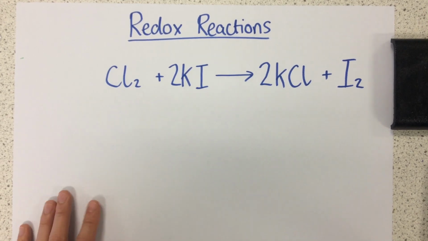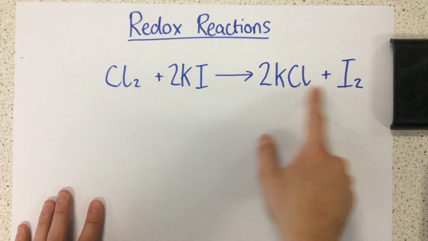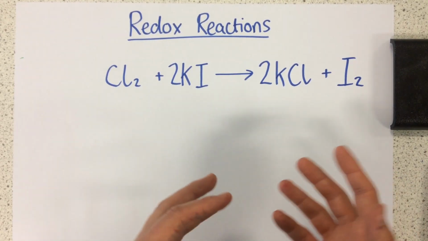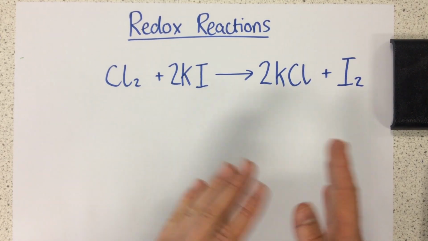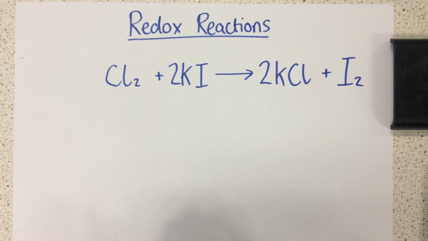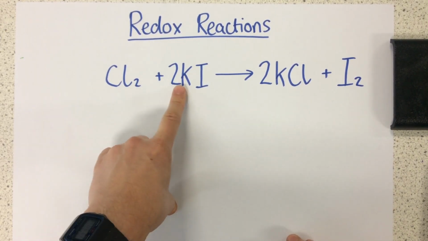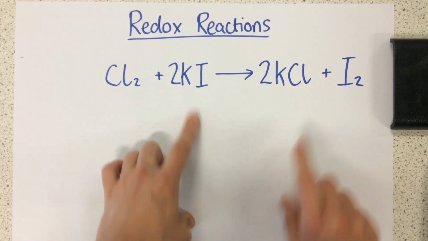Okay, today I'm going to talk to you about redox reactions. So we're going to have a look at a specific example. We're going to figure out what is being reduced and what that means, what is being oxidized and what that means, and is there anything which is neither being oxidized nor reduced. So what we've got here is a nice displacement reaction. We've got chlorine reacting with potassium iodide to give potassium chloride and iodine.